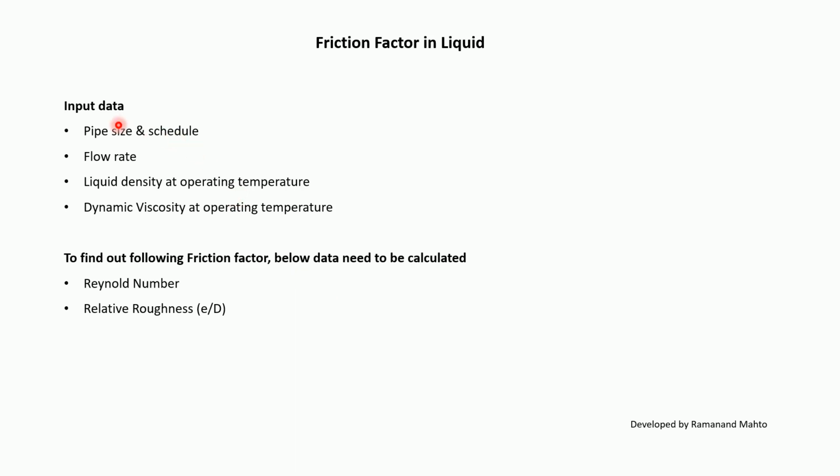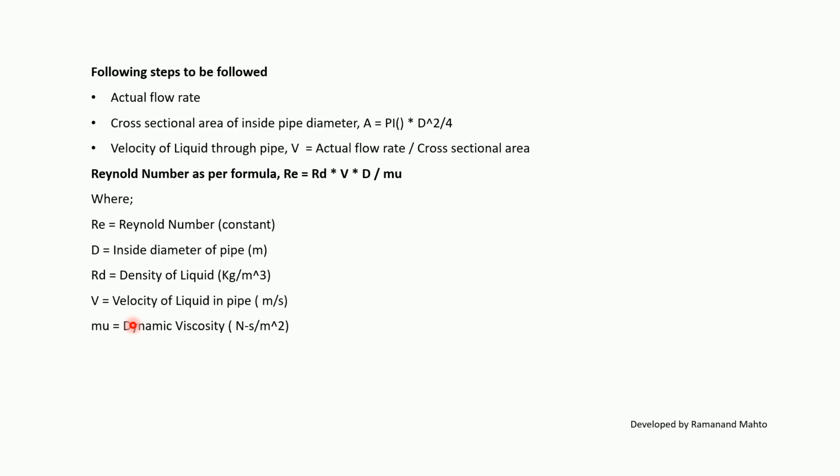Now, what are the input data required for calculation of friction factor in liquid? Pipe size and schedule, flow rate, liquid density at operating temperature, dynamic viscosity at operating temperature. And how to find out the friction factor? To find out the friction factor, we should know Reynolds number and relative roughness. It is small e upon capital D.